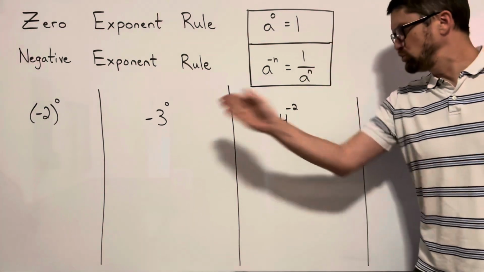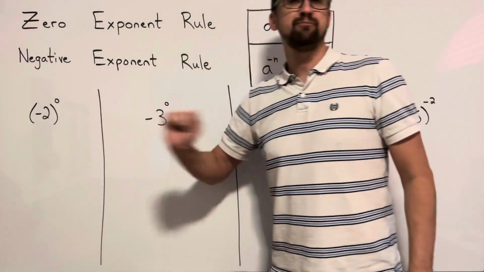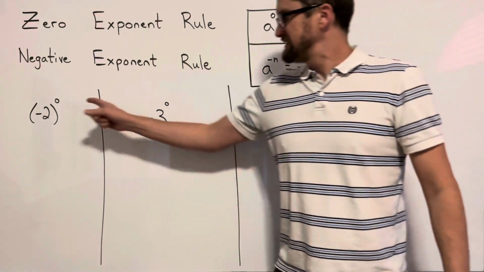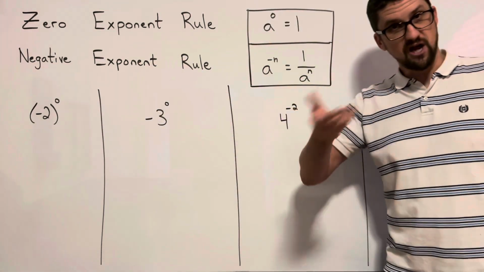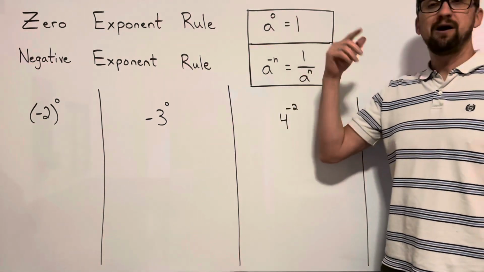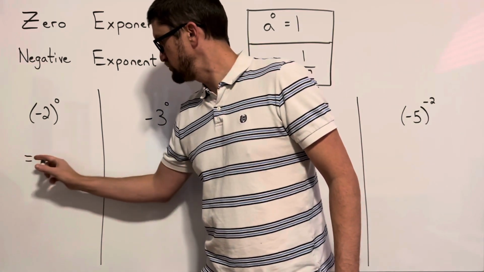Let's apply these rules to these problems here. Let's start right here. We've got negative 2 in parentheses raised to the zero power. Since negative 2 is non-zero, if you raise it to the zero power, it's going to equal 1. So this is just simply going to be equal to 1.